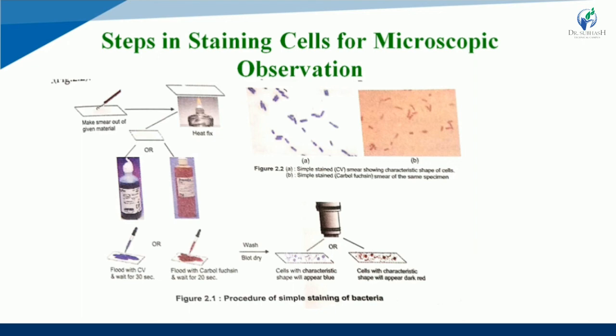In figure 2.2, figure A as well as figure B. In figure A, simple stained, for example crystal violet smear, showing characteristic shape of cells, while the second one is carbol fuchsin smear that also gives characteristic shape of cells. Crystal violet gives blue color while carbol fuchsin gives red color to the species. That is regarding steps that are involved in staining cells for microscopic observation.